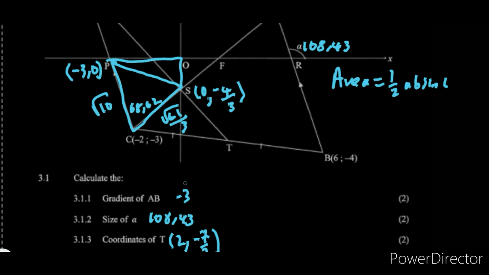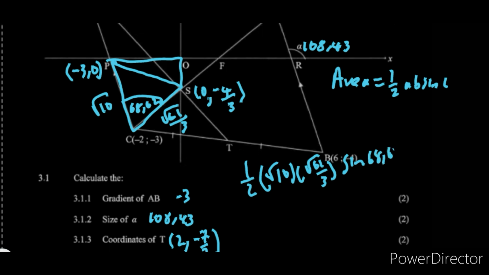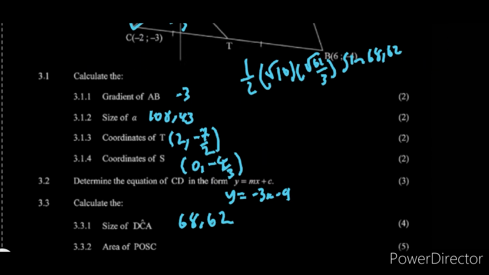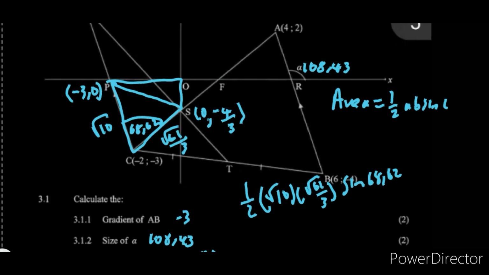So it's half of this side and this side, because we have an angle between them. So it's half of root 10 times root 61 over 3 times the sine of the angle, which is 68.62. Let me just verify. Yep, it's 68.62. So we just type this in the calculator, and the answer will be the area of this portion.